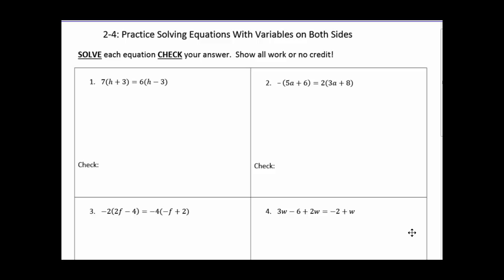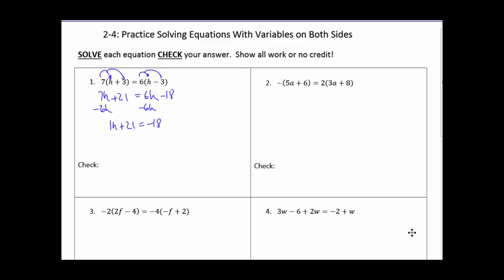Notice we have grouping symbols with multiplication on the outside, so let's use the distributive property to distribute the 7 to the h and the 3, and then also do that with the 6 to the h and the negative 3. So we end up getting 7h plus 21 equals 6h minus 18. Let's move the variable to the left-hand side. So we're going to subtract 6h, we're going to subtract 6h, and we'll have 1h plus 21 equals negative 18.